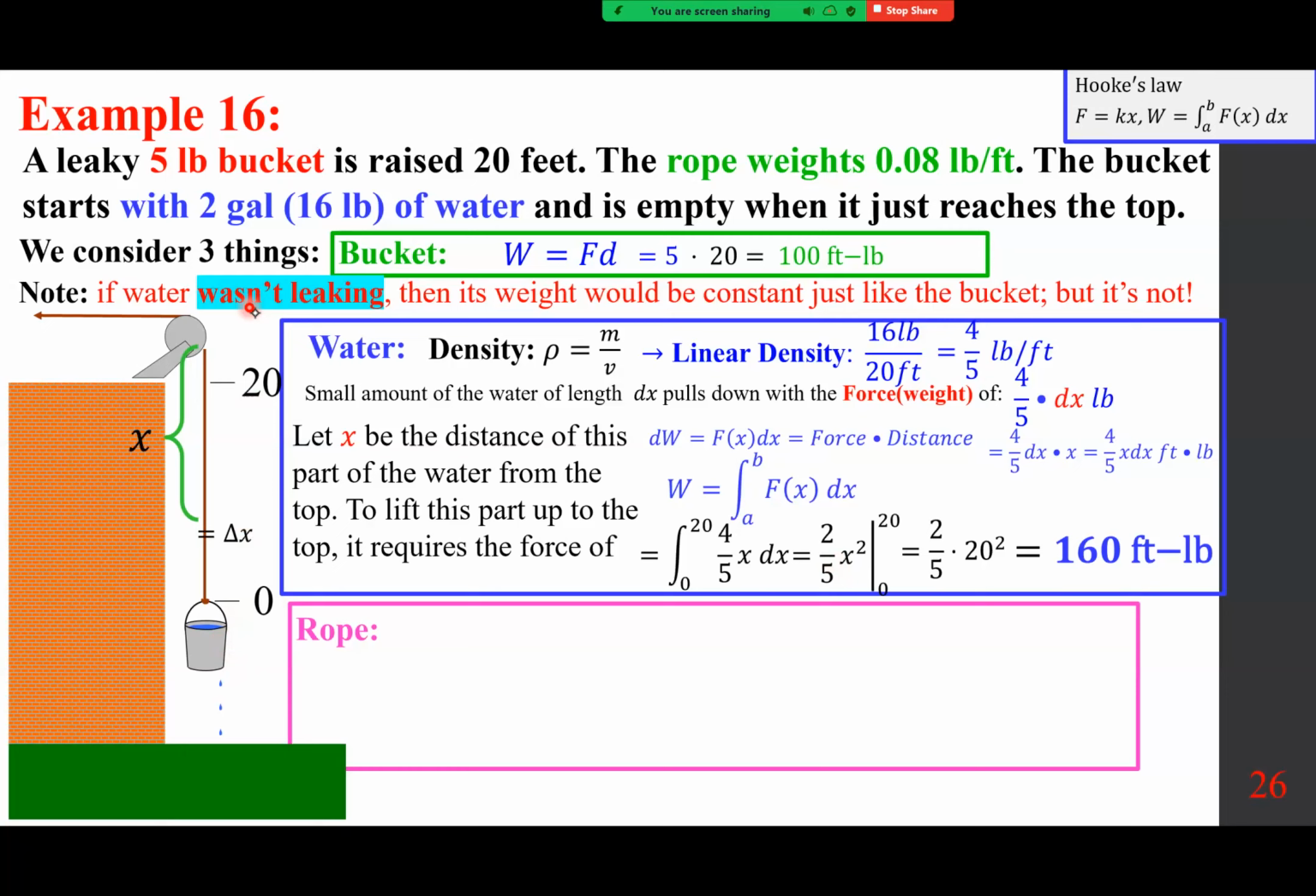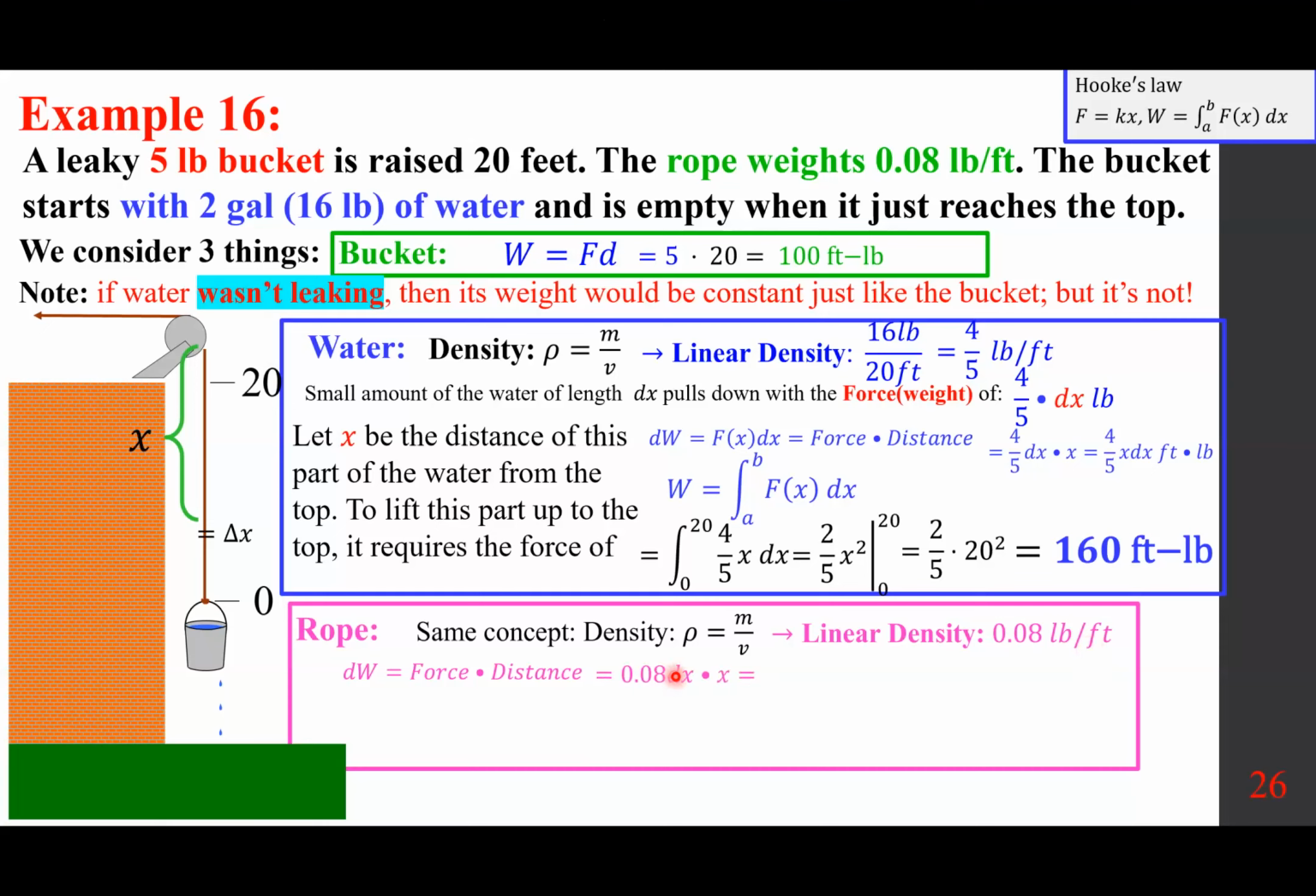As far as the rope is concerned, it's exactly the same thing. It's just like the cable of the previous page, or just the water here. We have the same situation, so we have to find the linear density. It is 0.08 pound per foot, which is given. So force times the distance, and the distance it covers is x, so 0.08 dx. 0.08 dx is the force times the distance. That's an increment of work.